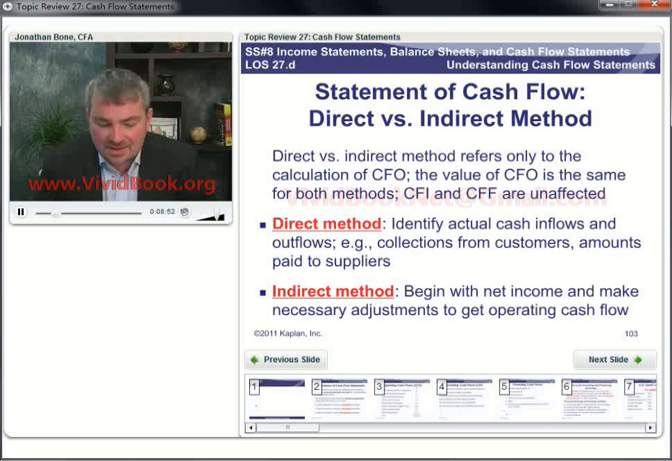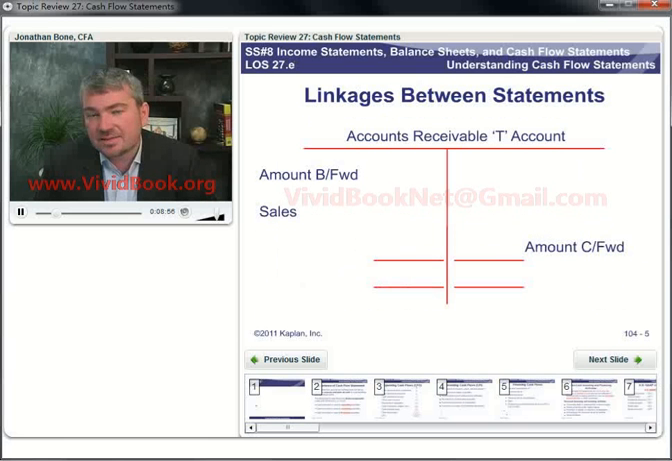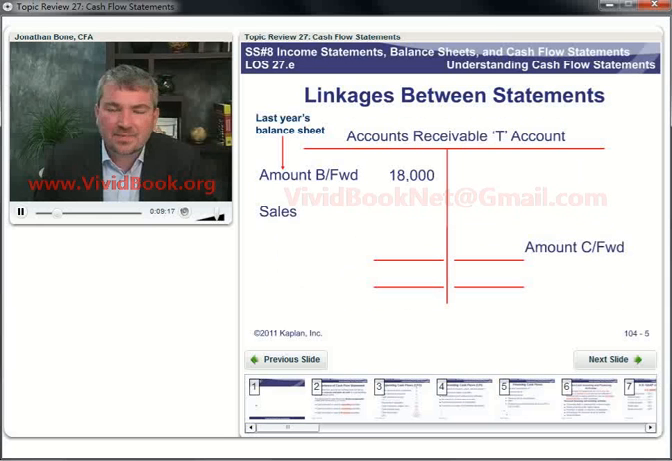So let's have a look at our next LOS, describe the linkages between the financial statements. That's the balance sheet, income statement and cash flow statement. This is going to be quite useful because it's also going to show us the methodology that we're going to be using when we look at direct and indirect methods. So let's turn our attention to our accounts receivable T account. Now our T account shows the amount brought forward from last year's balance sheet, the amount carried forward in this year's balance sheet.